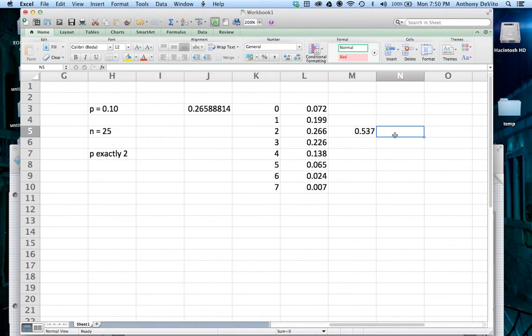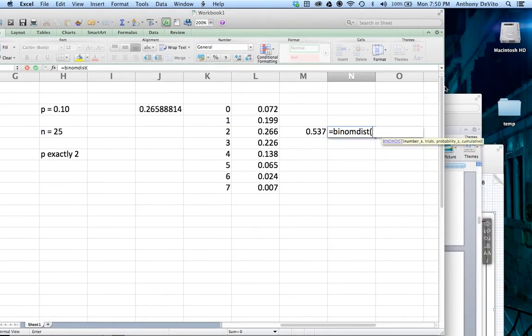On the other hand, I could have done it just the way you suggested, equals BINOM.DIST, parentheses, and what was I going to do there again? Let's see, get my little hint there. Number 2, comma, trials is 25, comma, probability is 0.1, comma, and this time cumulative is true. And we get the same thing. The reason why it's not exactly the same is, remember, I rounded.